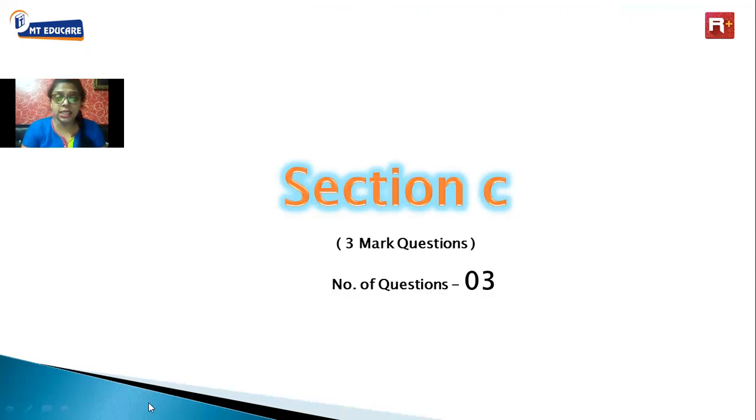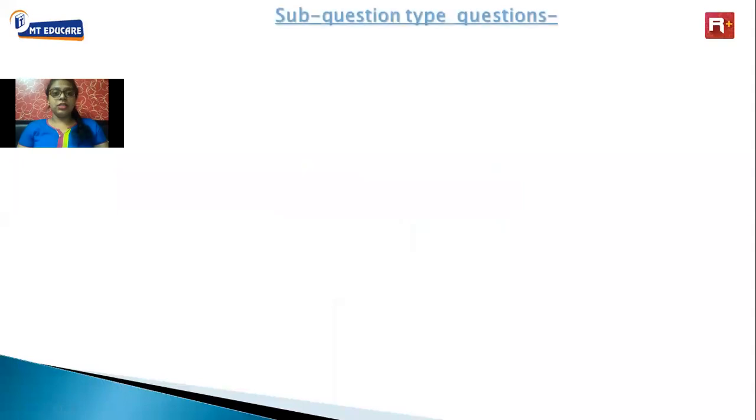Fine. This is individually a 3-mark question. So let's start with section C. Let's start with the very first type of question. Basically, students, in section C, you will get sub-question type questions. Means there will be a question given, and many sub-questions will be asked. You need to answer them one by one.